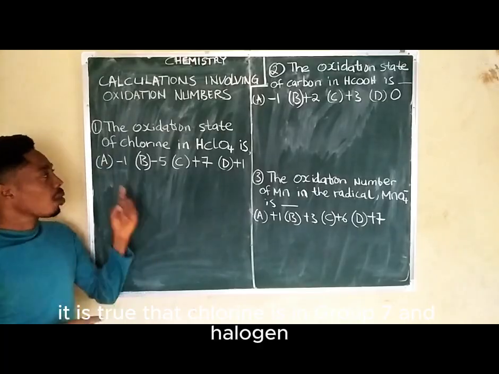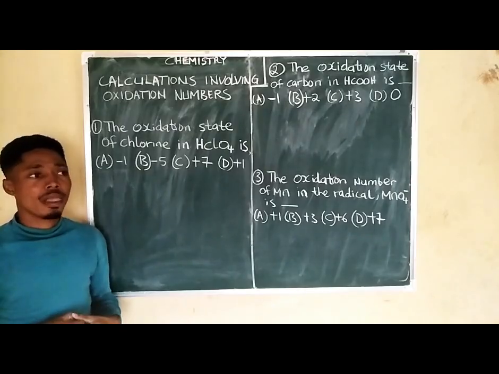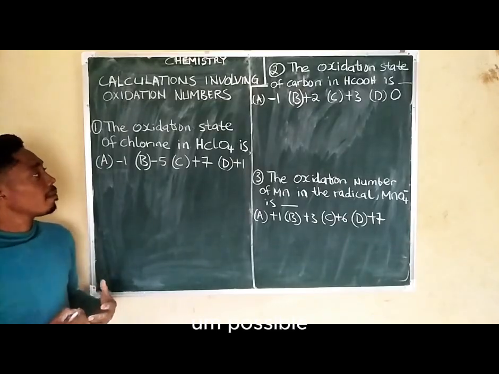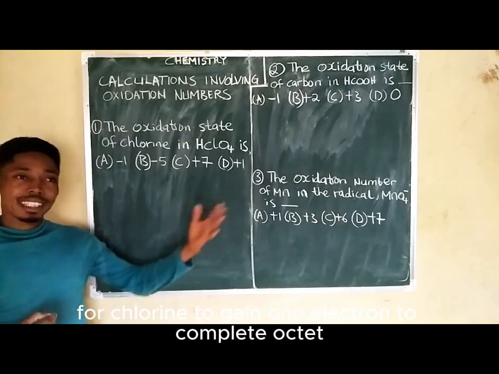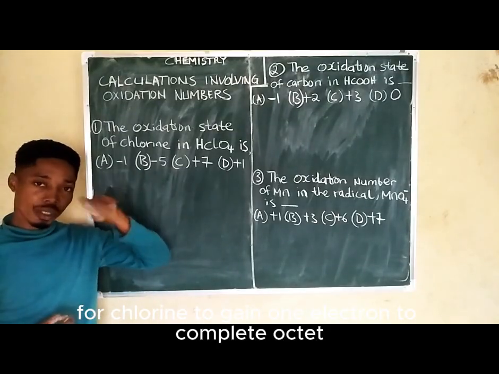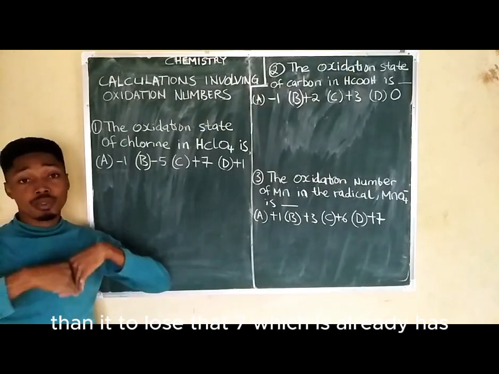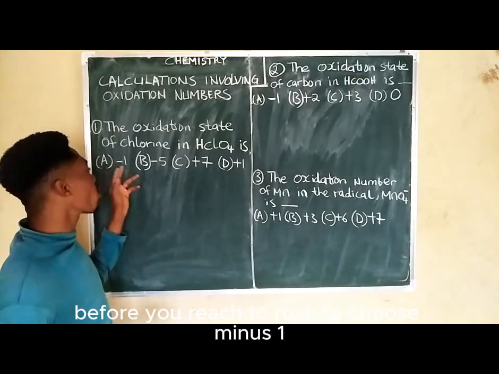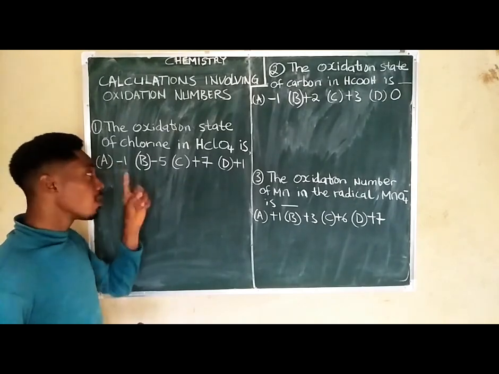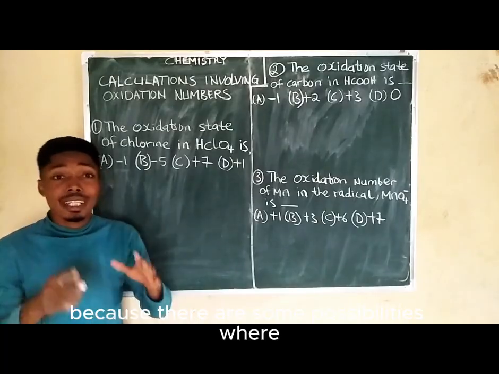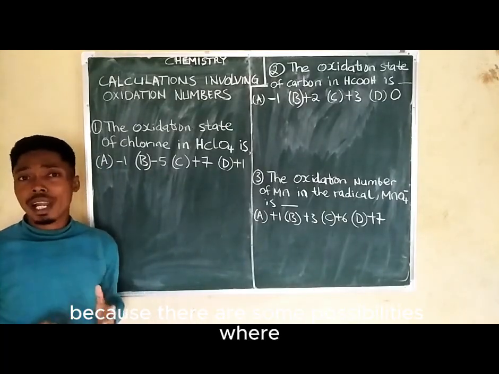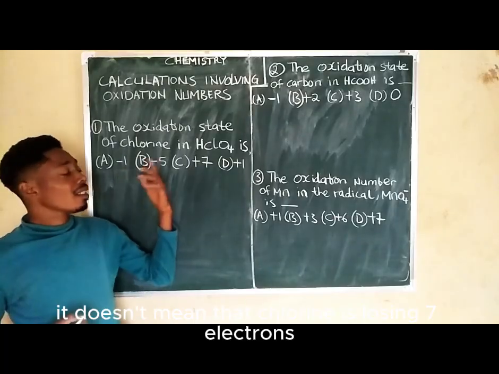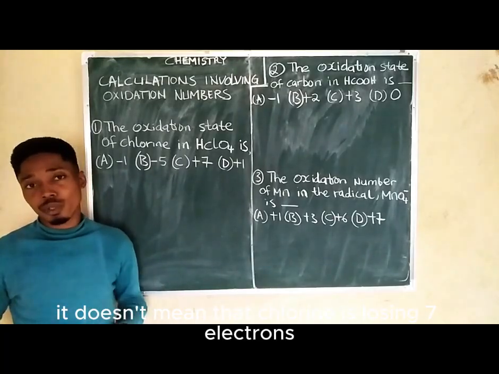it is true that chlorine is in group 7. It is more readily possible or feasible for chlorine to gain 1 electron to complete its octet than to lose the 7 which it already has. Before you rush to choose -1, do your calculation, because there are some possibilities where chlorine would have a +7. It doesn't mean that chlorine is losing 7 electrons.